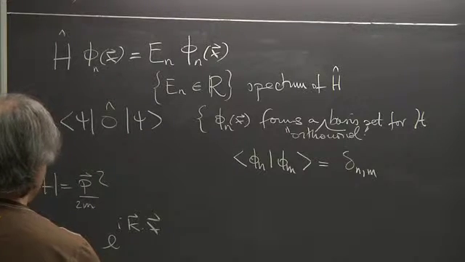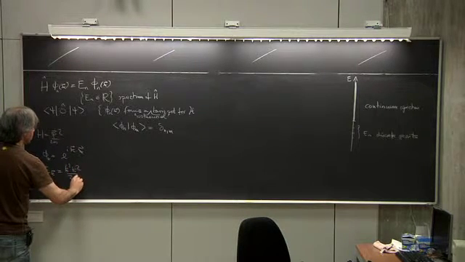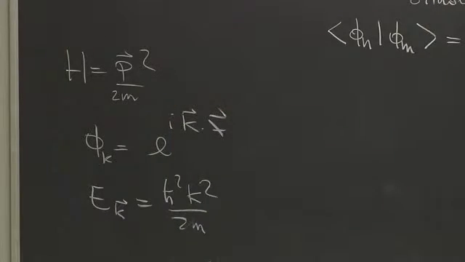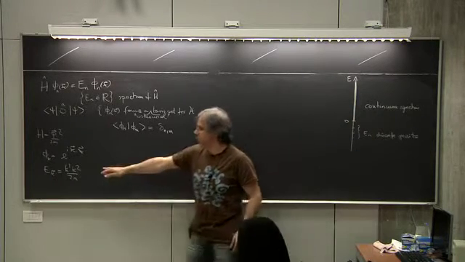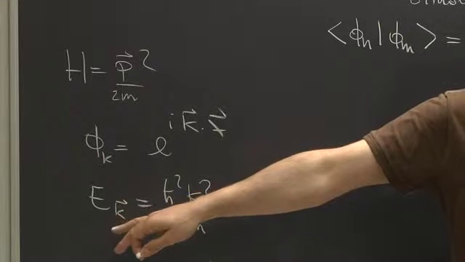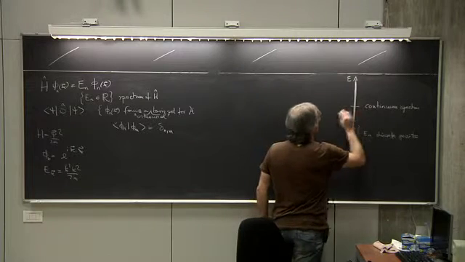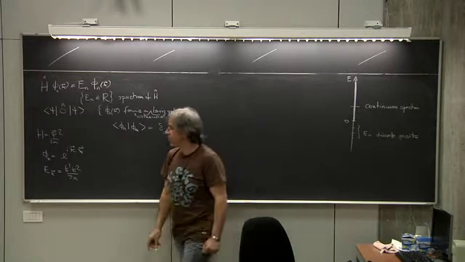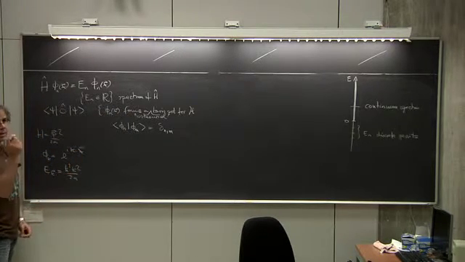And the associated E_k is just ħ²k²/2m. So several comments are in order. First of all, as you see immediately, if this is the 0, any energy higher than 0 is a possible eigenvalue of the free particle Hamiltonian, okay? Absolutely any energy. More than that, given an energy, there is not only one state associated to the same energy. In fact, in one dimension, there are two, k and minus k.